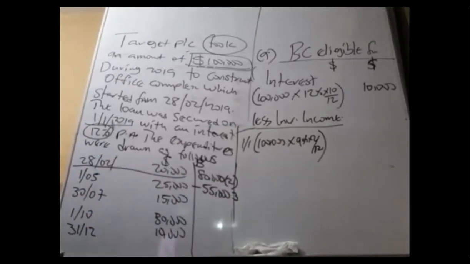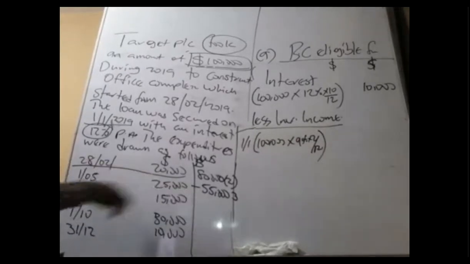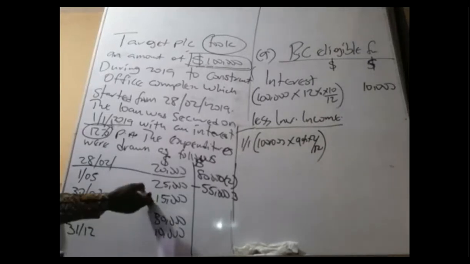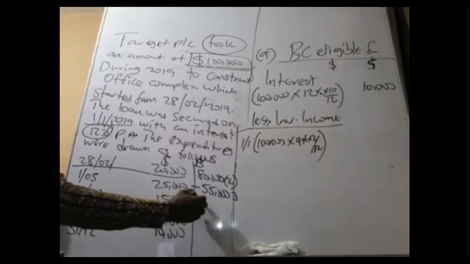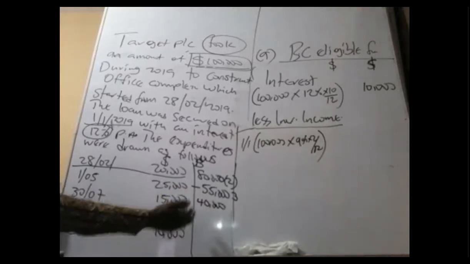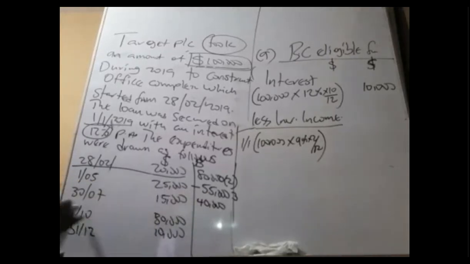Then this money is free until 30th of July, where they invested 15,000. So here left with what? 40,000. And this 40,000 will be free until 1st of what? October. So from 30th July to 1st October, how many months?